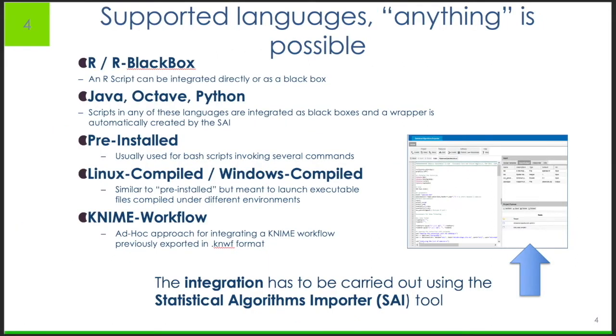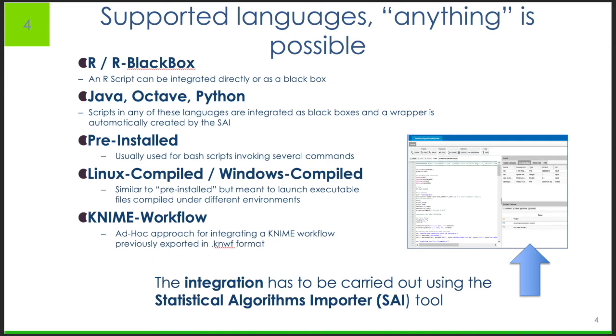Okay, let's see how to import a software or method in the SoBigData infrastructure. So let's talk first about the supported languages. Anything is possible, more or less. So you can import R scripts or R BlackBox scripts, which can be integrated directly. You can import Java, Octave, and Python scripts in any of these languages. They are integrated as black boxes, and the wrapper is automatically created by the software algorithms imported.